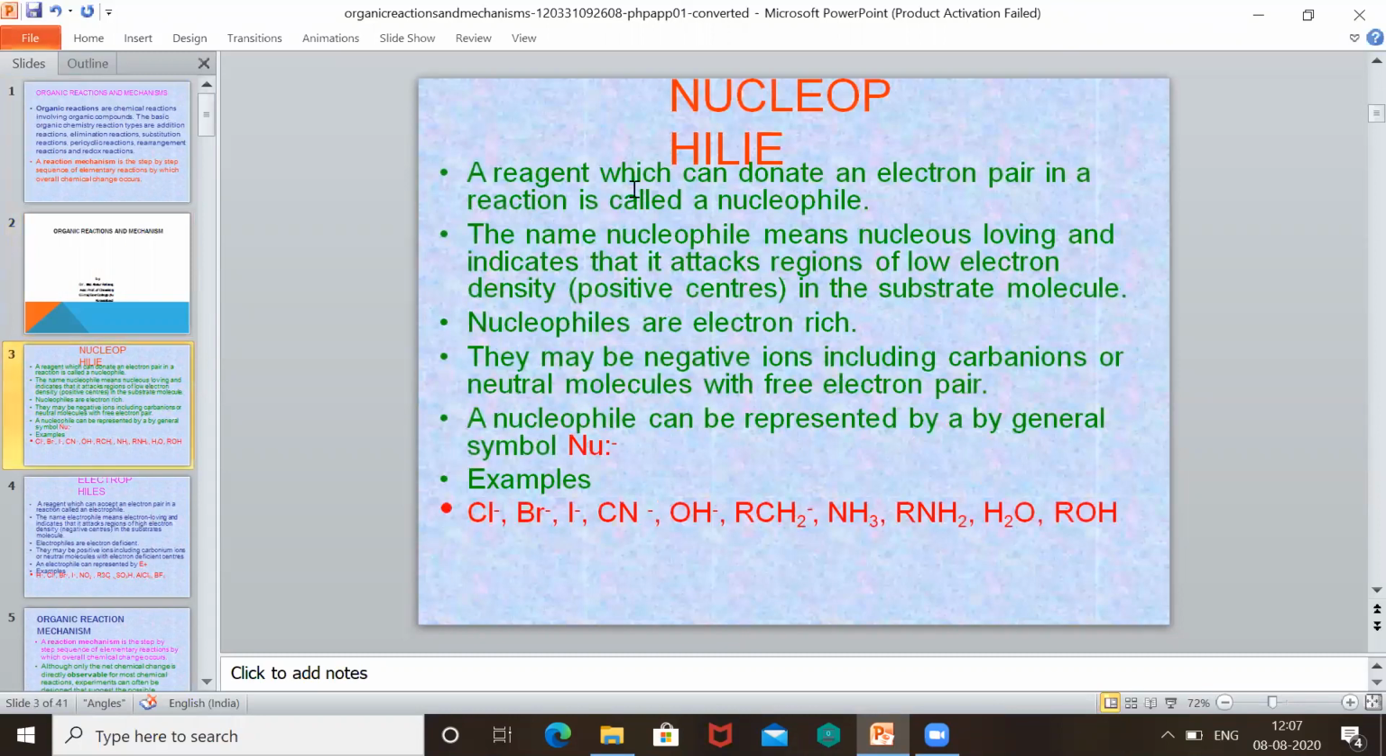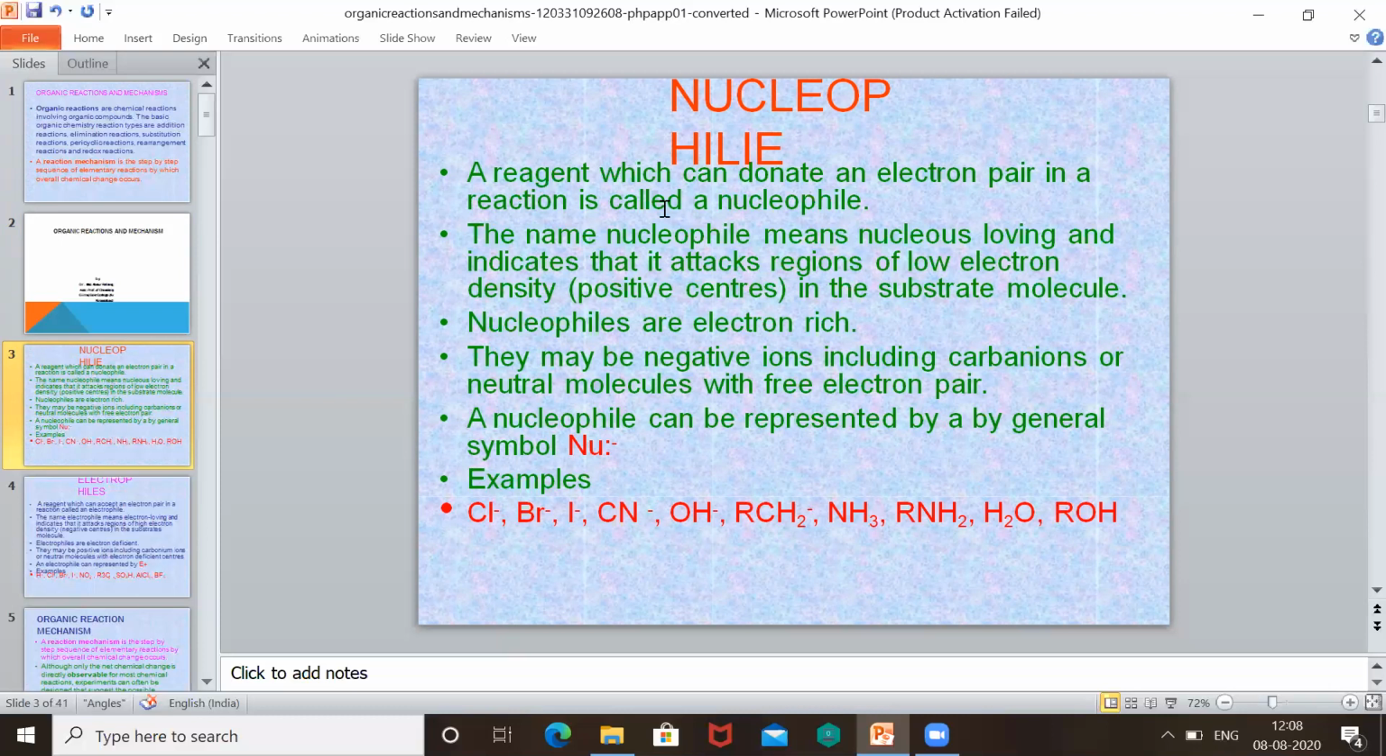So let us go to some types of reagents. Reagent means a species, ion, atom, molecule, or any substance which initiates a chemical reaction. Reagents are normally of three types: nucleophiles, electrophiles, and free radicals. A reagent which can donate an electron pair in a reaction is called a nucleophile. Remember, anything which is a negative ion has an excess of electrons or a pair of electrons. So a reagent which can donate a pair of electrons in a reaction is called a nucleophile.